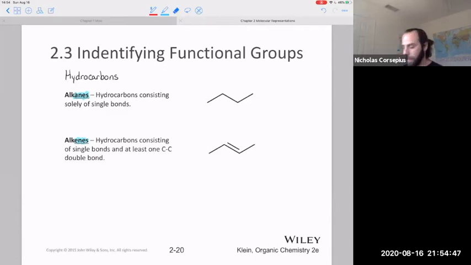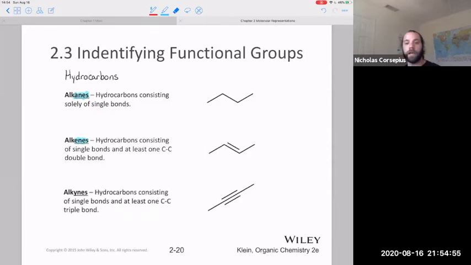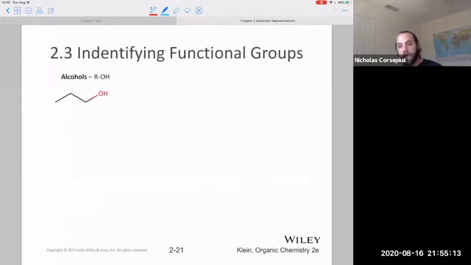Then the next natural step would be, well, what if there's a triple bond in there? Those are alkynes. Alkynes, again, can have single bonds, but they must have at least one triple bond. So these are all hydrocarbons. They only contain carbon and hydrogen. But single bonds are alkanes, double bonds are alkenes, triple bonds are alkynes, a "yne" ending. All right, so now let's get on to these special heteroatom functional groups.